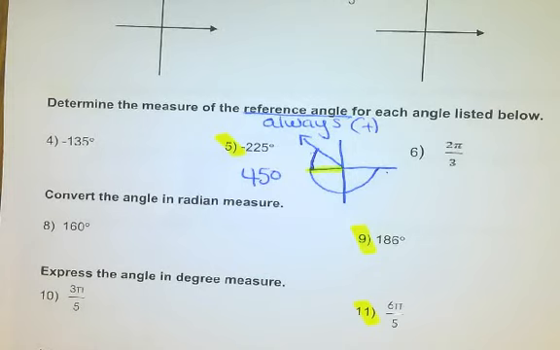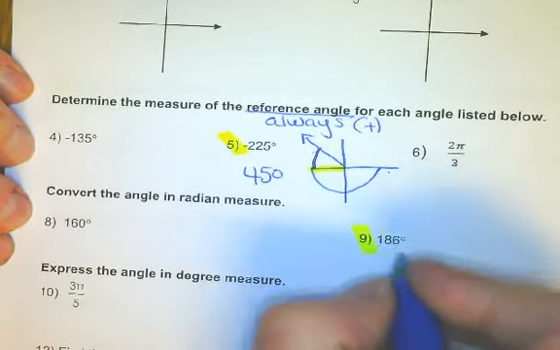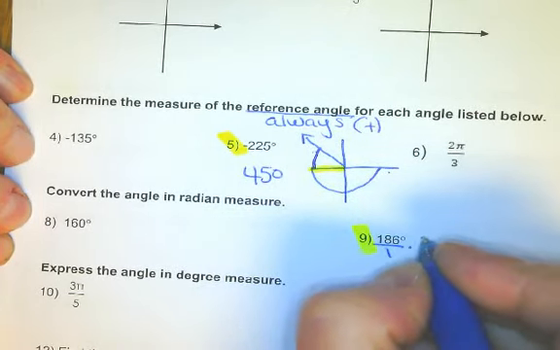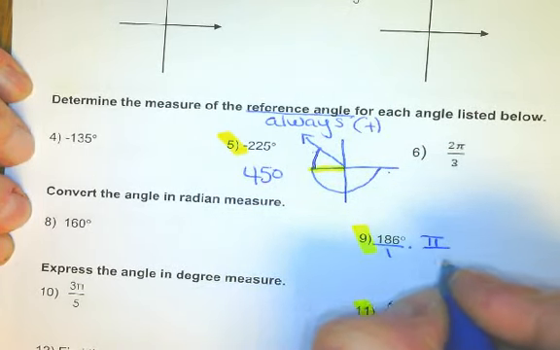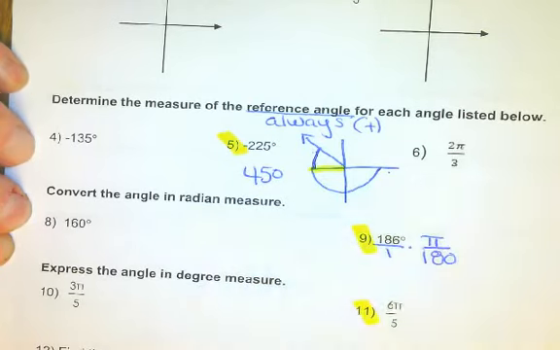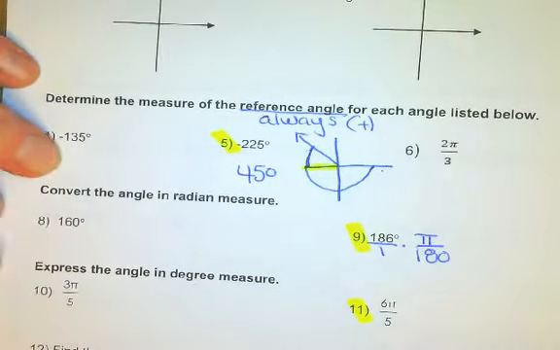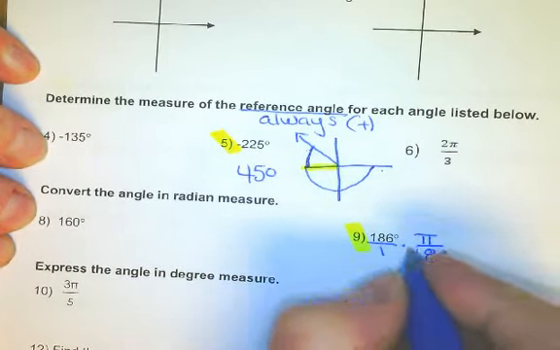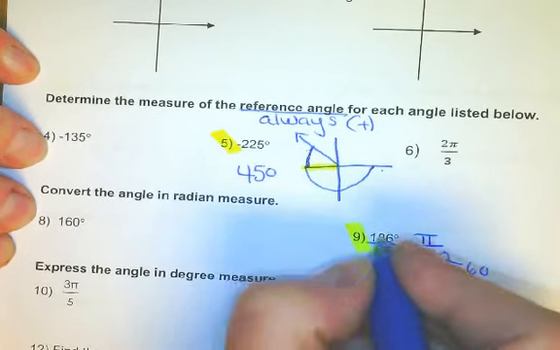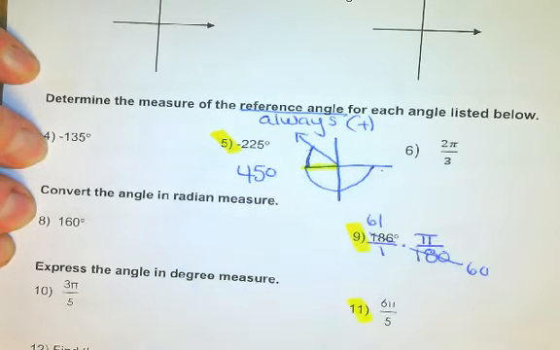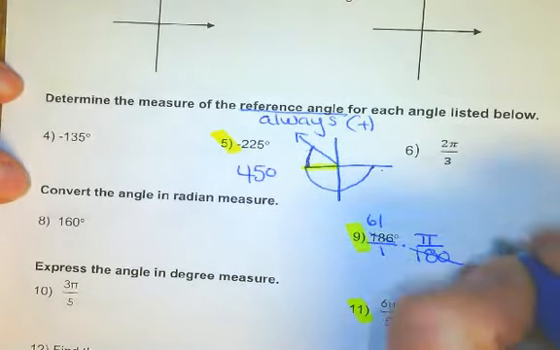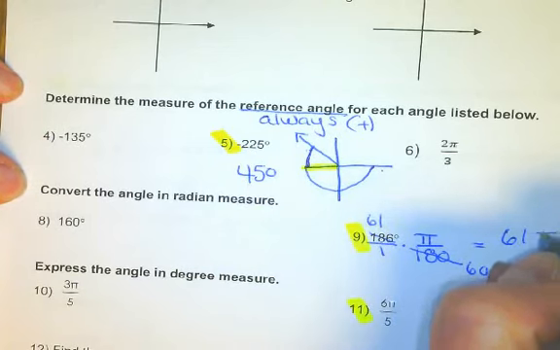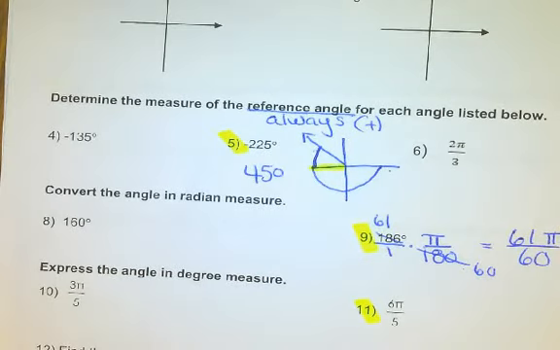Okay, on these here, you're just converting the angle into radian measure. So I'm going to take this degree and multiply it by pi over 180. And if I do that, I'm just going to keep simplifying it. I can tell both of these can be divided by 3. So this would be 60, and this would be 61. So then my final answer here would be 61 pi over 60.